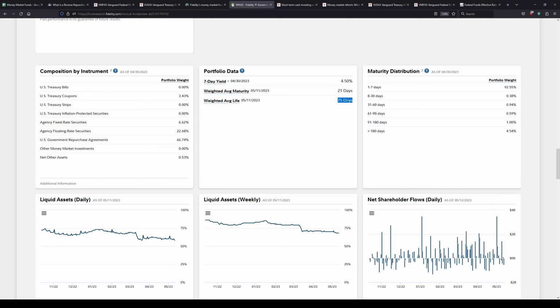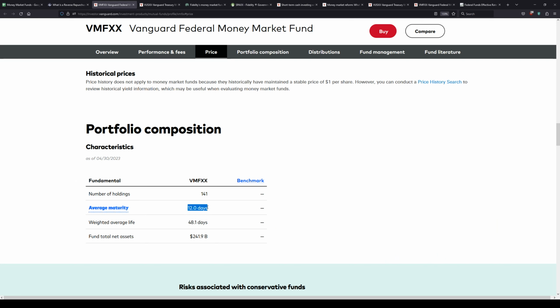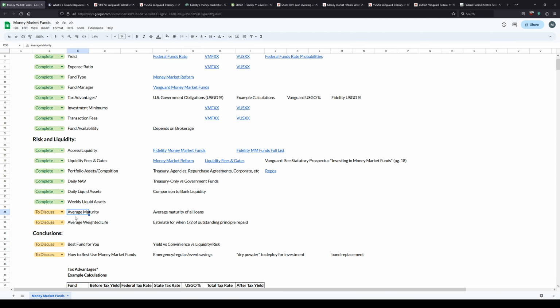That's being a little nuanced here, and these probably aren't something to worry about too much, but it is something to consider. Generally speaking, the lower these days are, the more liquid the fund is. The more liquid the fund is, likely the safer it is. So the average maturity and average weighted life are a few other metrics of risk and liquidity that, when combined with the NAV portfolio assets, as well as the daily and weekly liquid assets, are all good metrics to help assess the risk and liquidity for the fund.